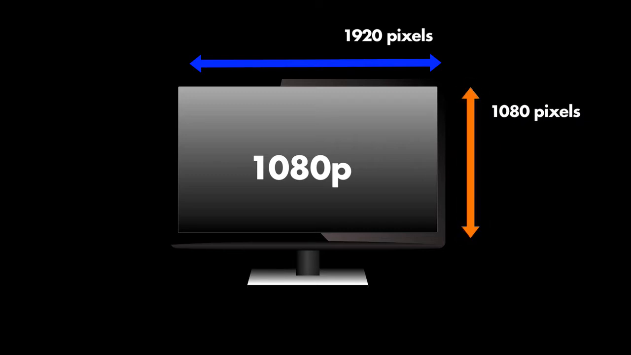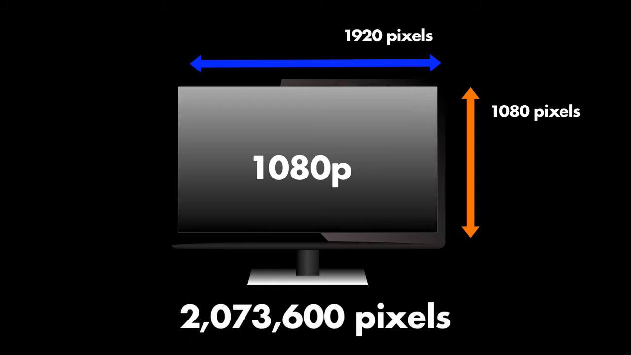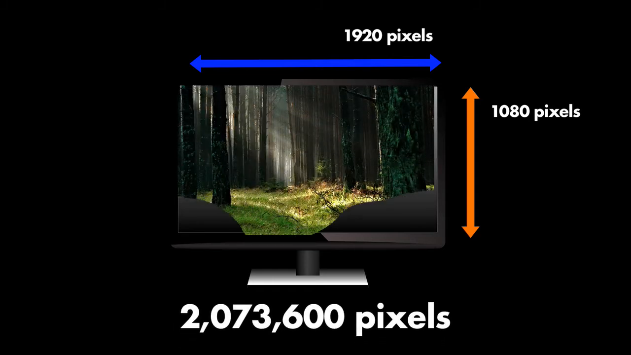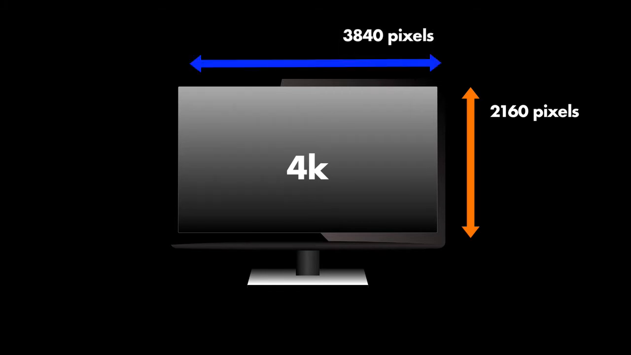Your 1080p widescreen TV pictures are created using a combination of 1920 pixels in width by 1080 pixels in height, giving that screen a total of 2,073,600 pixels. That's a lot of pixels that need to be switched on to create that high, crisp resolution image. 4K screens use an even more unbelievable amount of pixels to light up the screen, with 2160 pixels in height and 3840 pixels in width.